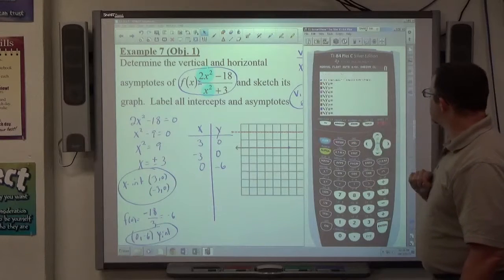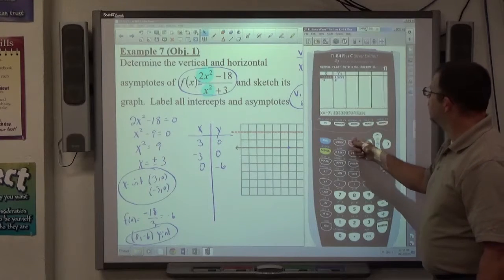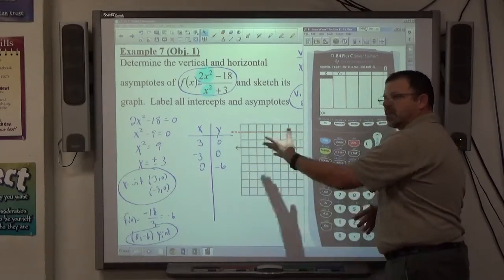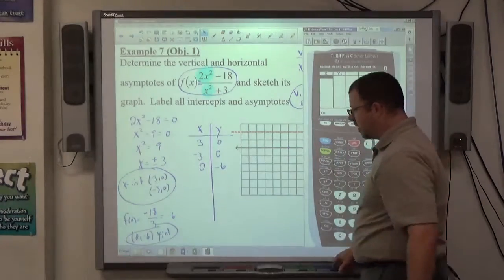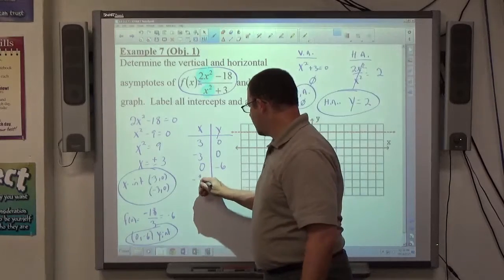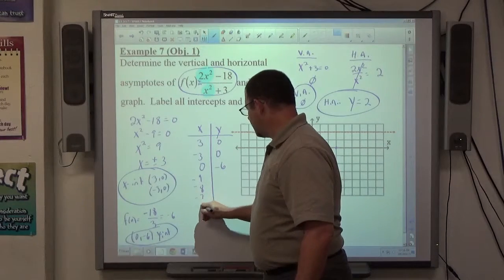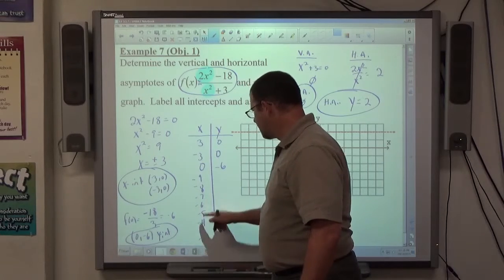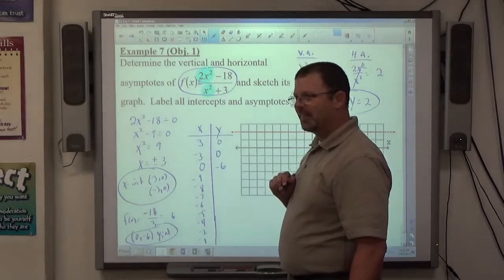Go off to my table, delete what's in there. And again, I've got negative 9 all the way to positive 9. I've got a lot of integers there, so just picking integers would be sufficient. Negative 9, negative 8, negative 7, negative 6, negative 5, negative 4, negative 2, negative 1. I skipped negative 3 because we already did it, right?